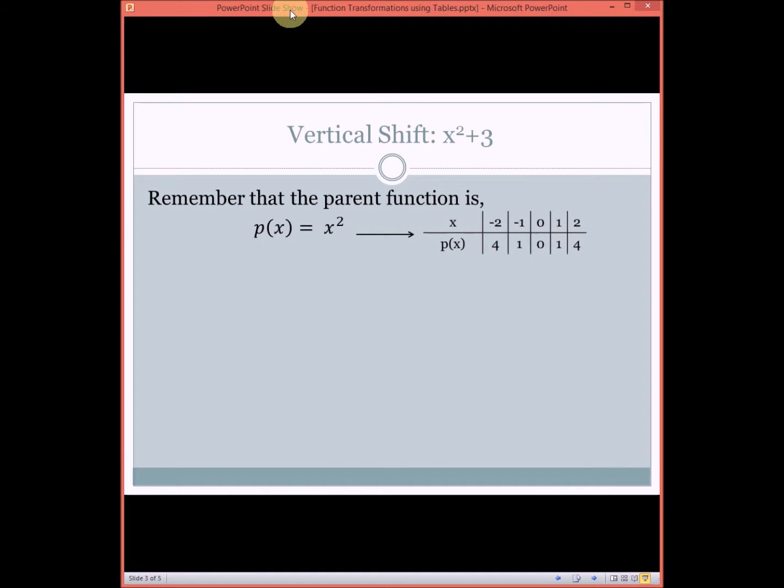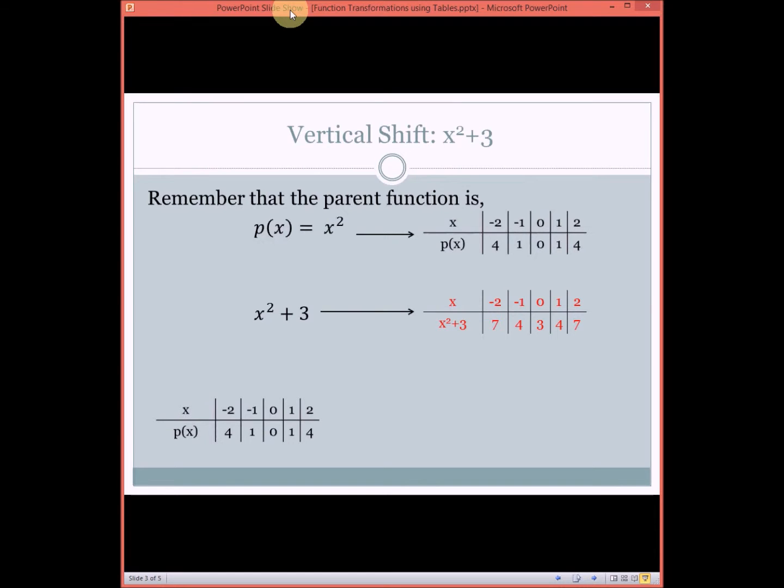Let's deal with the vertical shift first. Remember the parent function is x squared, which generates us this table. The function we're looking at, x squared plus 3, would generate us this table. Now, how is the table for the parent function related to the table for x squared plus 3?